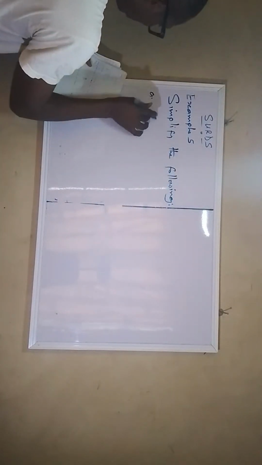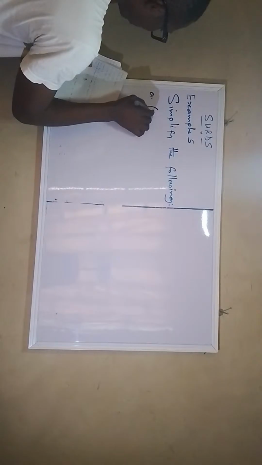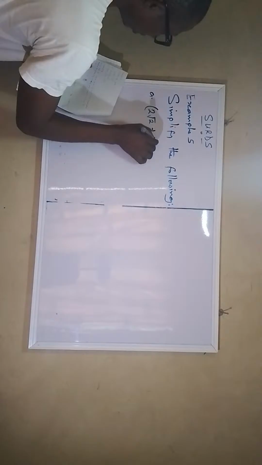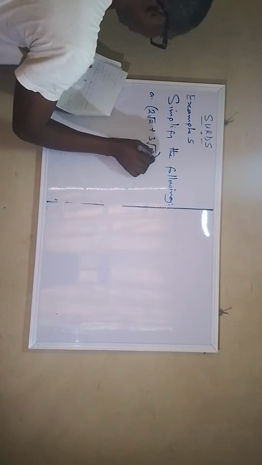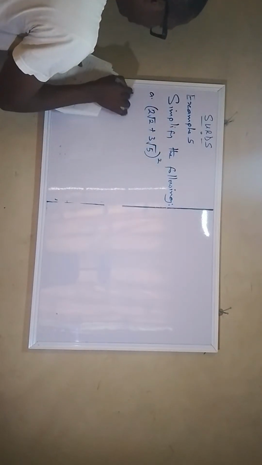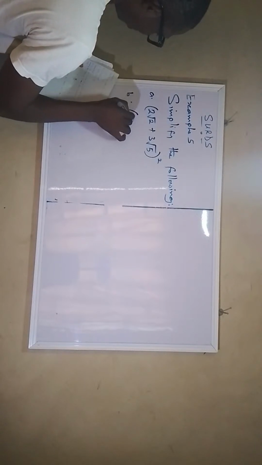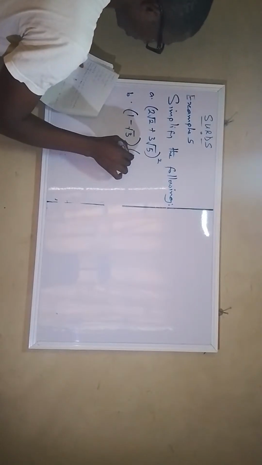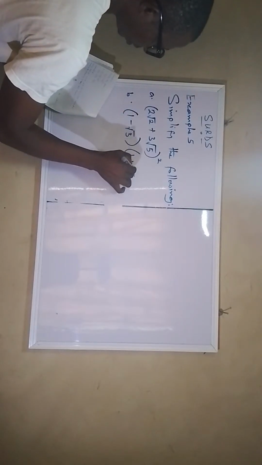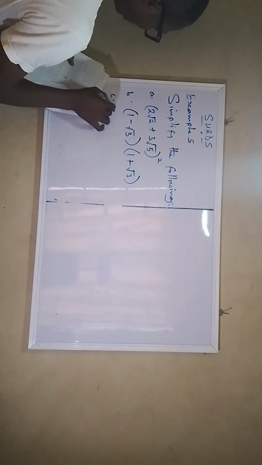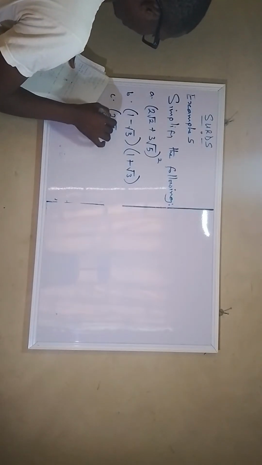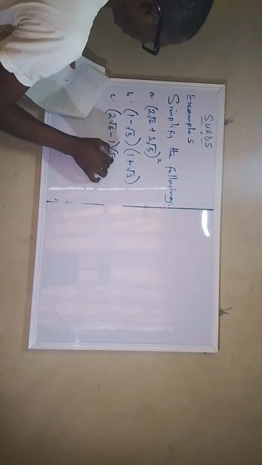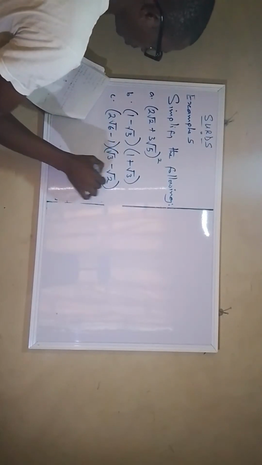A: 2 square root of 2 plus 3 square root of 5 raised to the power of 2. B: 1 minus square root of 3 times 1 plus square root of 3. The third one: 2 square root of 6 minus 1 times square root of 3 minus square root of 2.